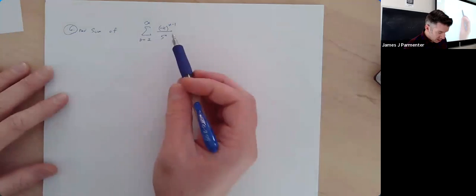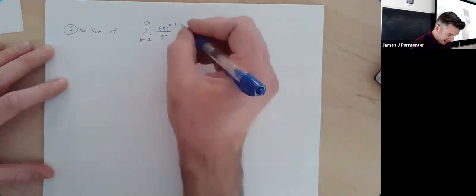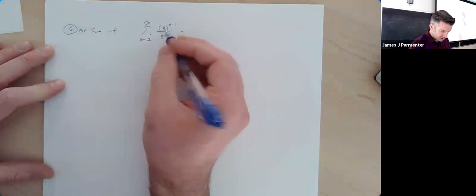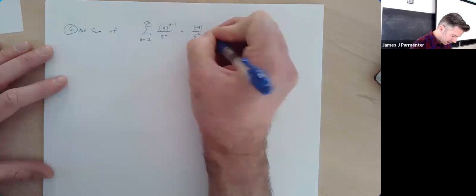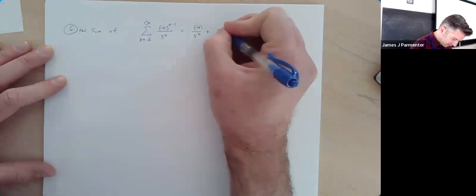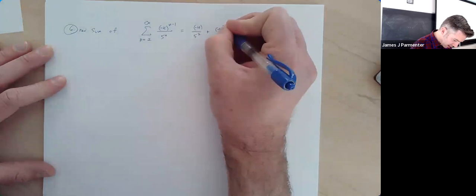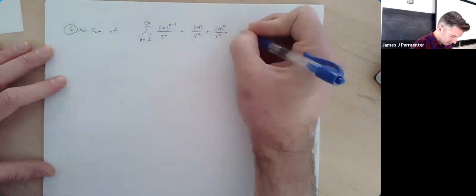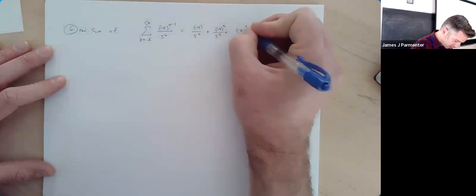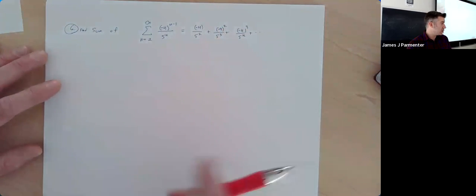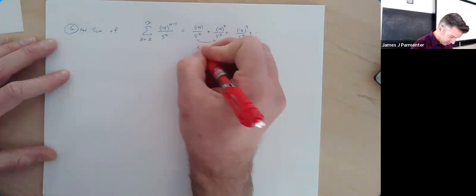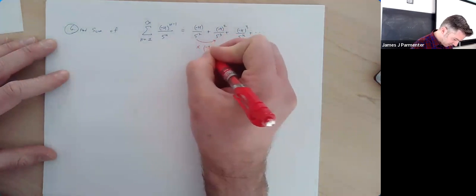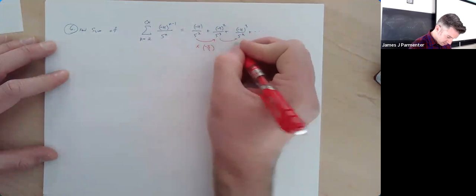So here, you can either start writing out terms, and I kind of like writing out terms, not going to lie. The first term is going to be -4 over 5 squared. The next term is going to be -4 squared over 5 cubed. The next term is going to be -4 cubed over 5 to the 4th. That makes it really, really easy to see what the ratio is. Every time to get from here to the next term, I'm just multiplying by -4 over 5.